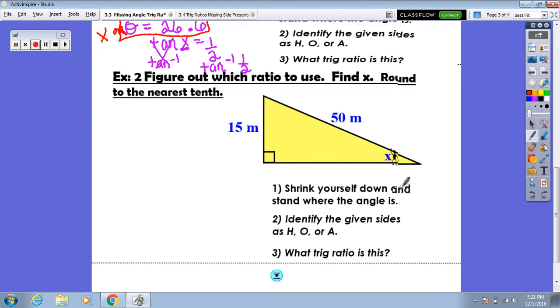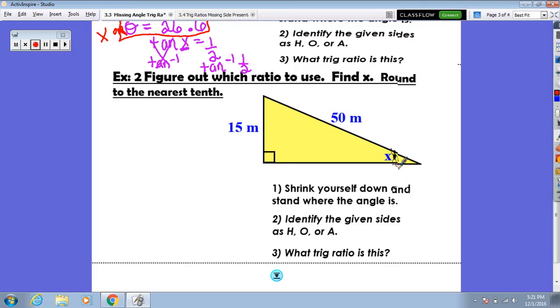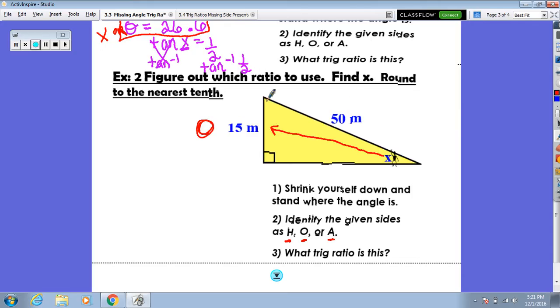Now let's set up example 2 so we can make sure that we're doing this the correct way. So the first thing we want to do is, using where the little man is standing, figure out which side is the hypotenuse, what is the opposite side, and what is the adjacent side. So the side that would be opposite him would be this side, so that's O. And this is the hypotenuse, so that always gets the H. Okay, so we have O and H.